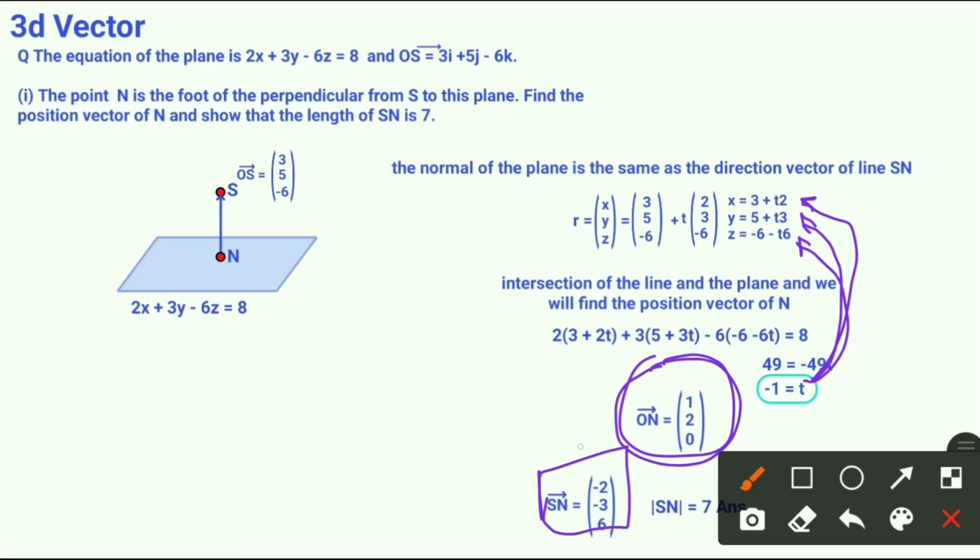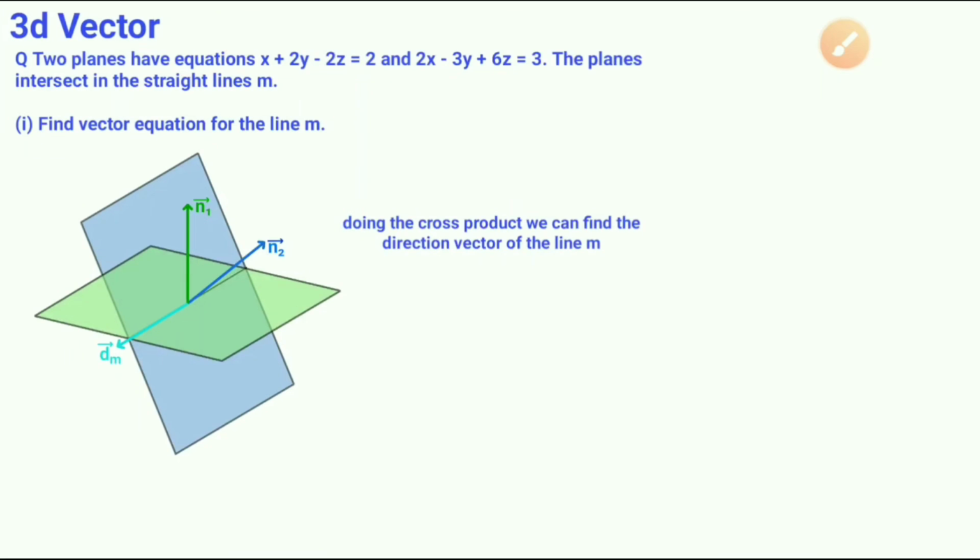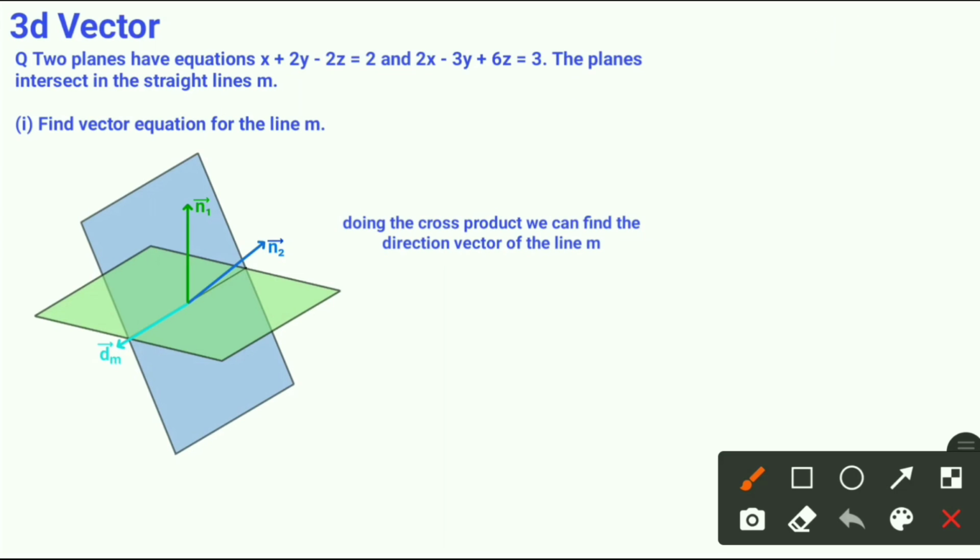And after finding ON, we know how to find the magnitude of any vector. So the magnitude is 7, and so this is the answer. It's correct. So okay, we have this last and final question, and then after that the 3D vector topic will be completed, and the whole O-level math P3 will be completed, and it will be in your own hands. Okay, so this is the last question.